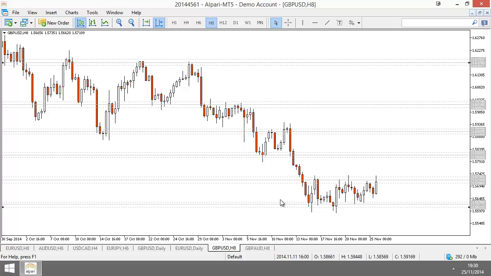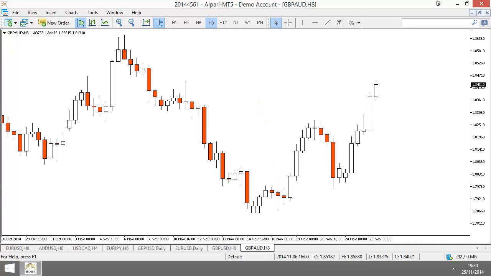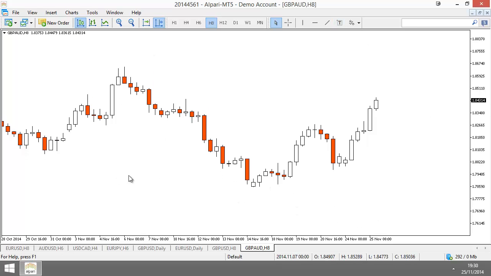Let's fix that. Okay, let's quickly do some GBP AUD support resistance areas. Wait, how much time? Oh, we have 30 minutes. That's awesome. That's heaps of time.